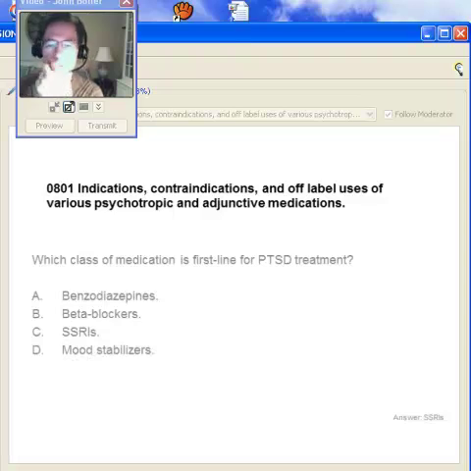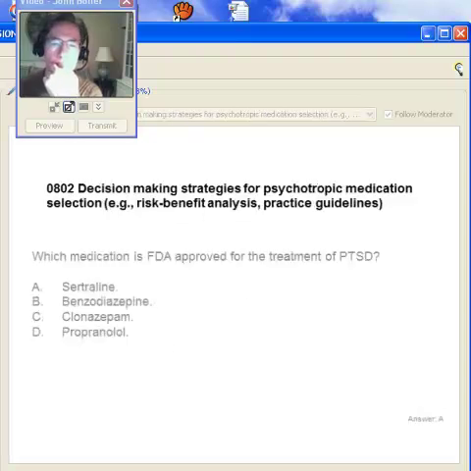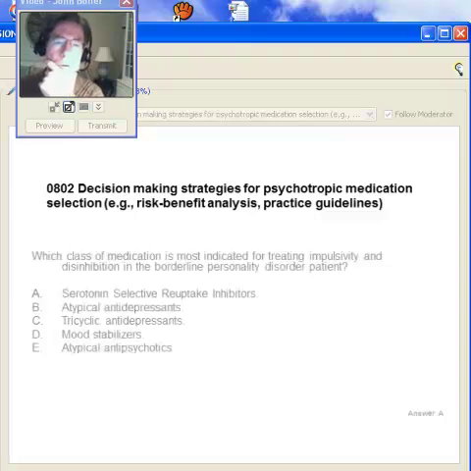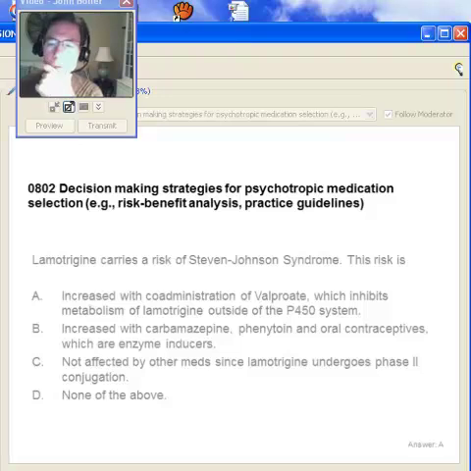So what class of medication is first line for PTSD treatment? SSRIs, right? Yeah. The medication FDA approved for the treatment of PTSD is sertraline. Okay. Here's this about Stevens-Johnson syndrome. Okay. Increased with co-administration of valproate because in and of itself it can cause problems, which inhibits the metabolism of lamotrigine. And that makes it much stronger. So that was an interaction effect.